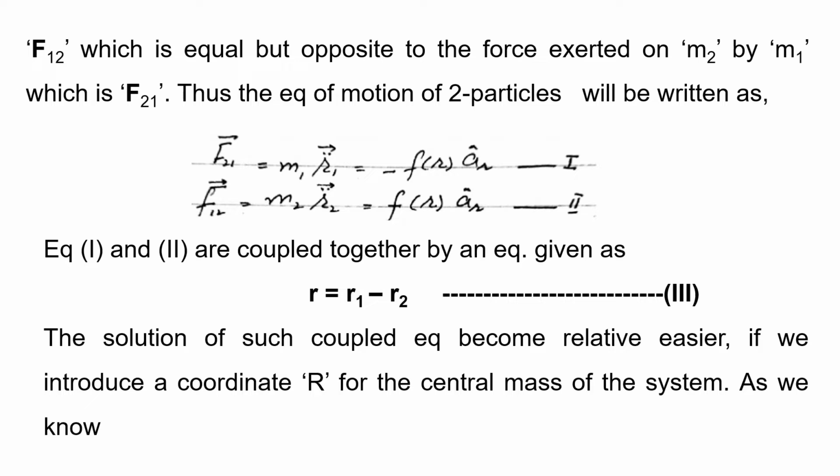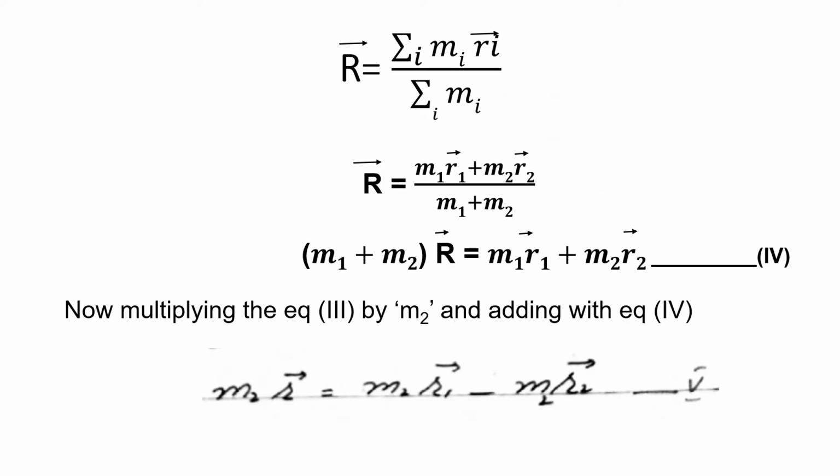The solution of such coupled equations becomes relatively easier if we introduce a coordinate capital R for the center of mass of the system. As we know, if there is a number of particles in a system, their mass is concentrated at some specific point, and that is represented by the center of mass, capital R. Here there are two particles, so both particles' mass is concentrated at the specific point capital R. Capital R is equal to summation i mi ri divided by summation i mi, and capital R is equal to m1 r1 plus m2 r2 divided by m1 plus m2.